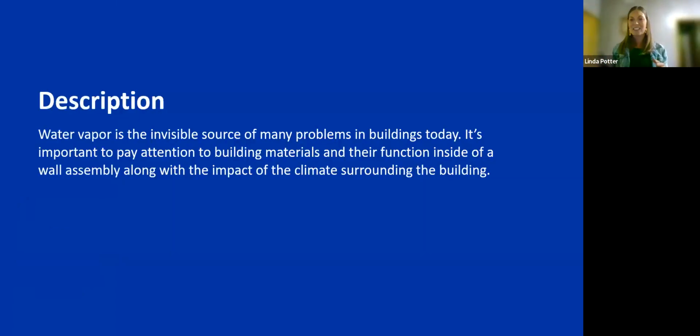Our description on this was over the last 4 years, as we've been moving through air barrier chemistries and how we look at them and how they impact the energy code, what we've learned is water vapor is that invisible source of a lot of problems in our buildings today. It's important we pay attention to all those building materials. We're looking at them as assemblies. We're looking at them as systems.